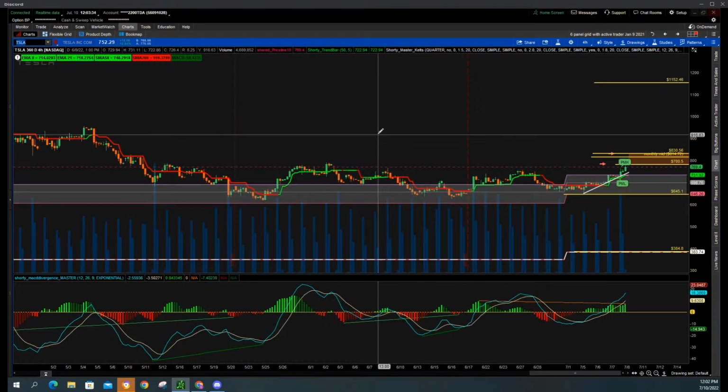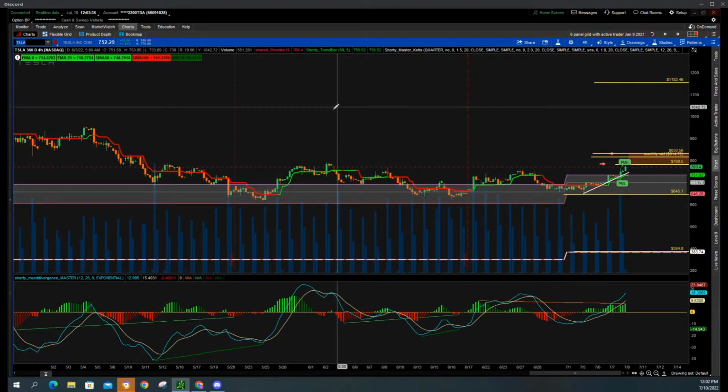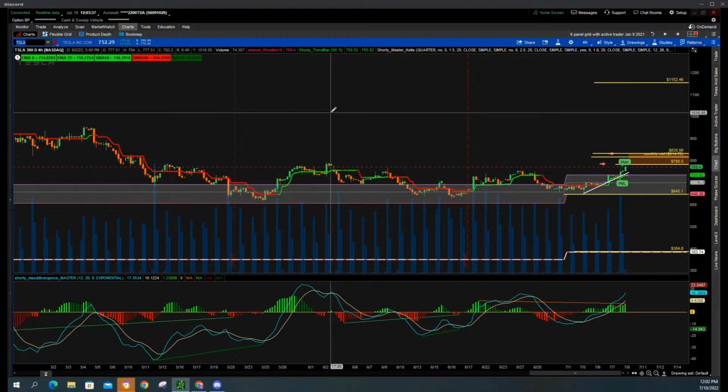So that's kind of how I look at it. I'll look at these levels and I base it off of these. And then, of course, the POCs, the volume profile. I honestly would not trade without volume profile more so than anything.